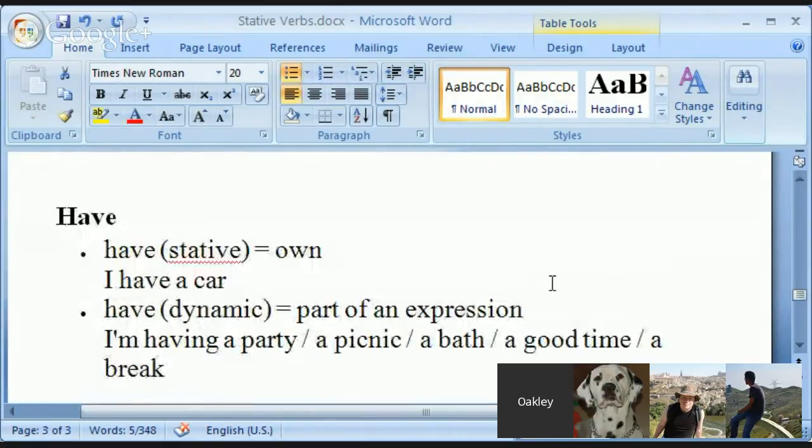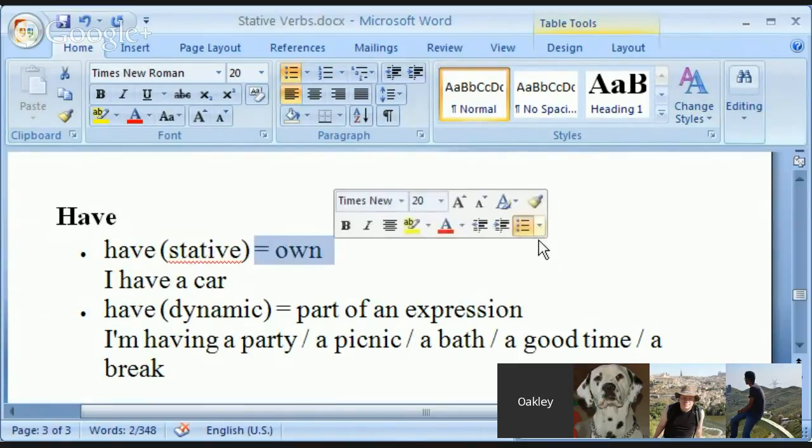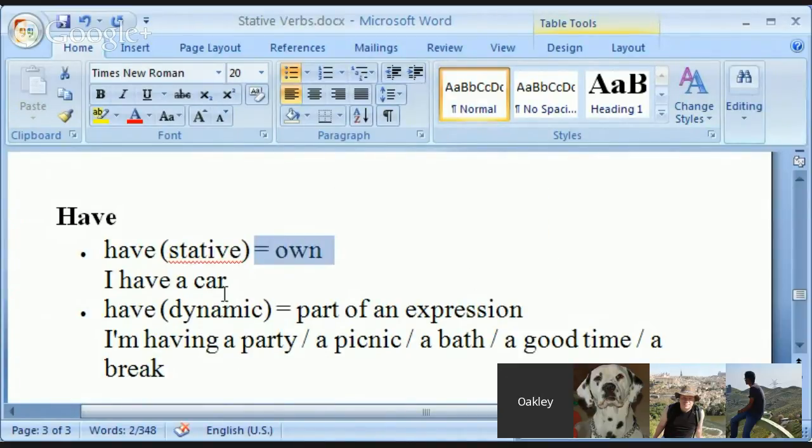All right, have, another very, very simple verb, which is extremely common, can definitely be either stative or dynamic. If you're meaning it to own something, I have a car, you cannot say I'm having a car. It just doesn't work because you're talking about a state. You own something. That's like the sky is blue. That's a state. You own the car.